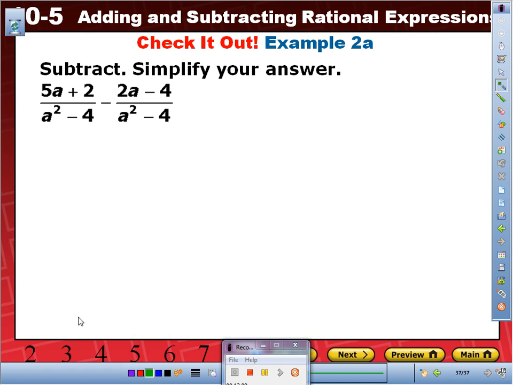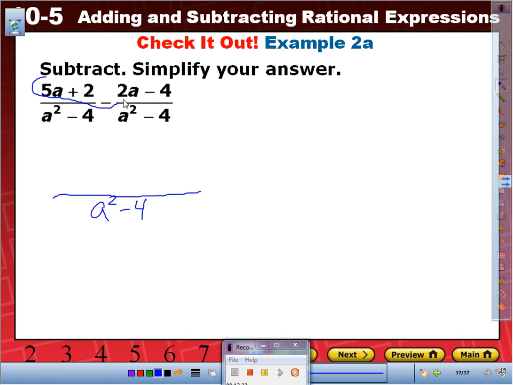Okay, let's see. Step 1, identify the common denominator. It's a squared minus 4. Now, I need to add the numerators by combining like terms. However, it has a subtraction, so I need to distribute to the second term. Is that correct? The second numerator times this and times this.